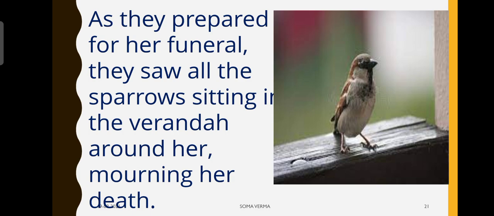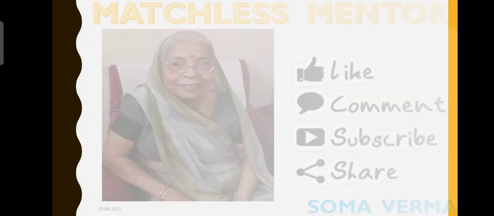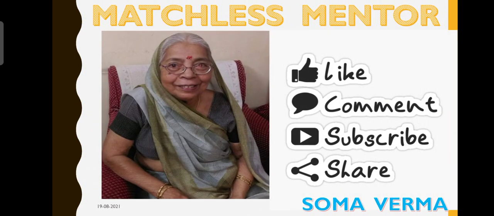Now after the death of the grandmother, when the dead body was still lying, then what happened? As they prepared for her funeral, they saw all the sparrows sitting in the veranda around her, mourning her death. So every day she used to feed the sparrows, giving the breadcrumbs and all. But that day the grandmother didn't take any.